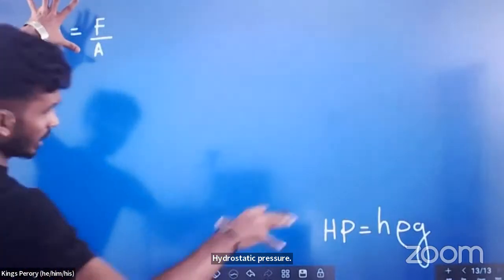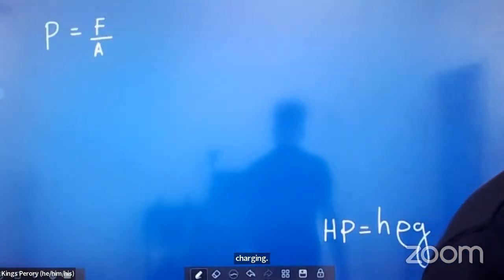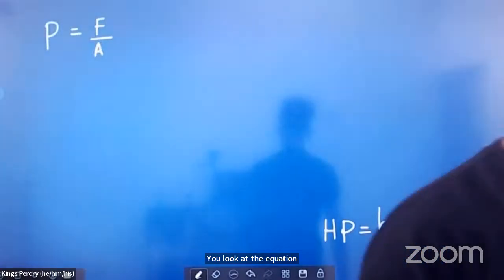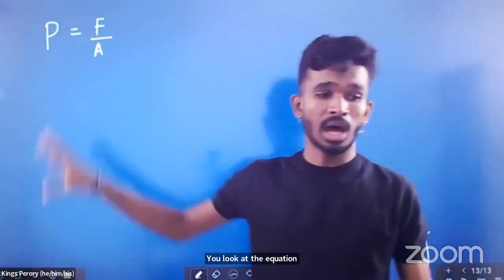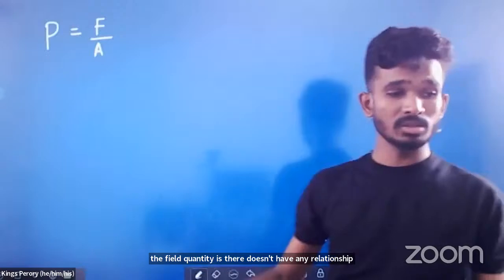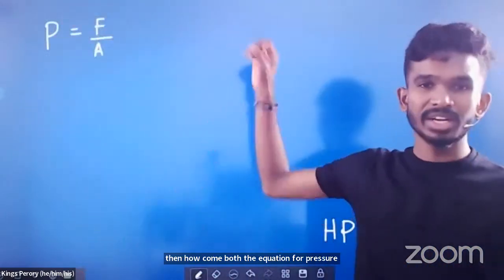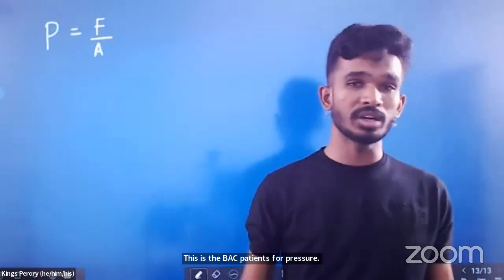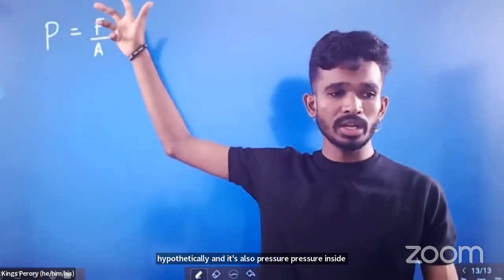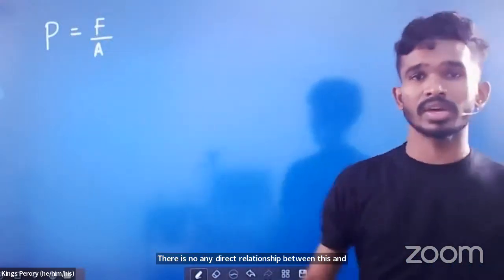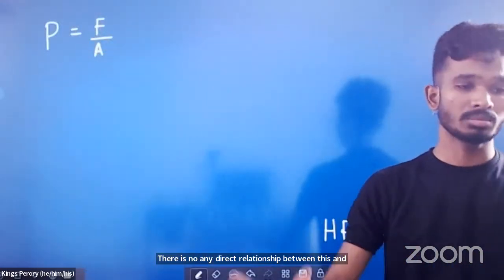We don't have any connection between these two equations. You look at the equation. Even the quantities don't have any relationship. Then how come both are equations for pressure? This is the base equation for pressure. Hydrostatic pressure is also pressure, pressure inside the fluid. There is no direct relationship between this and this. Then how come both are equations for pressure? How come that is correct?